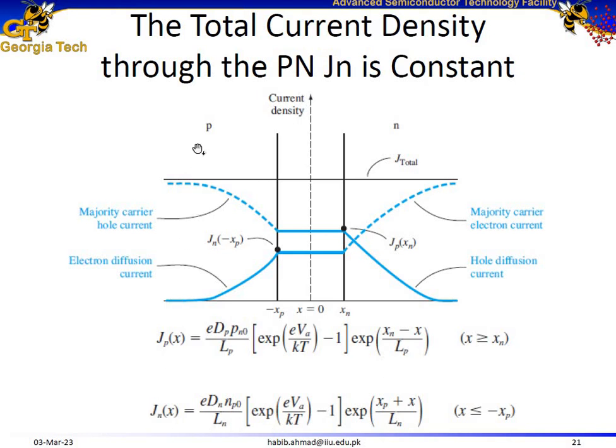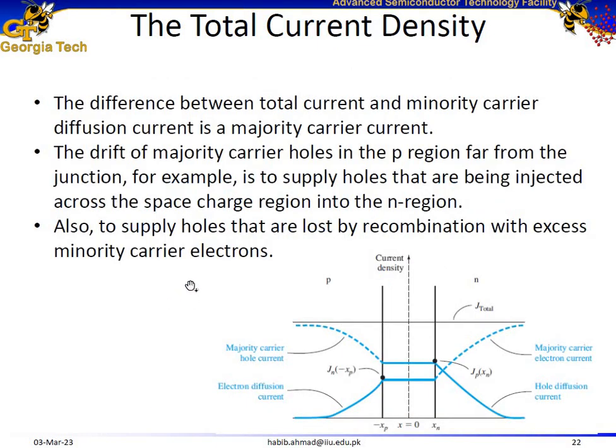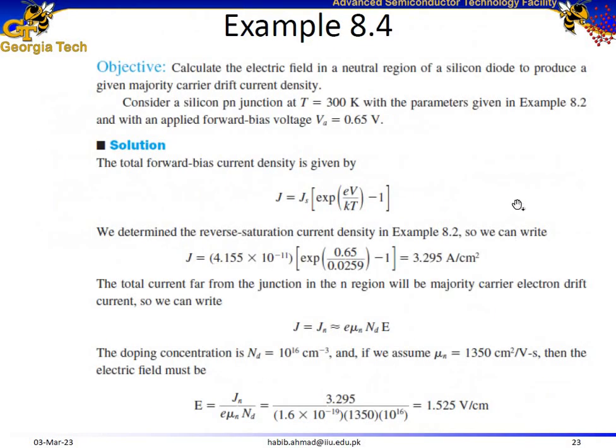Similarly, for the electron current density in the p region, we have the previous parameters, and then an additional exponential, e to the power of xp plus x. Xp is this point, the edge of the depletion region on the p side, plus x, which is any point in this region, divided by the diffusion length of electrons in the p region. And then the total current density is the sum of the individual electron and hole current densities.